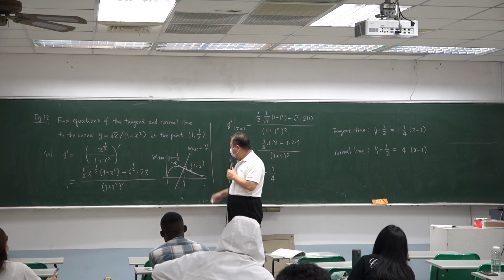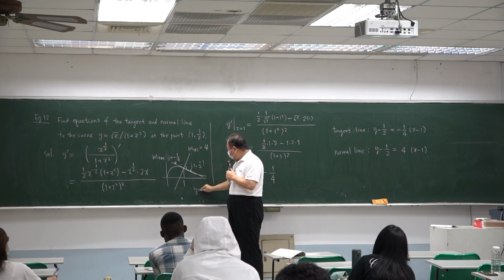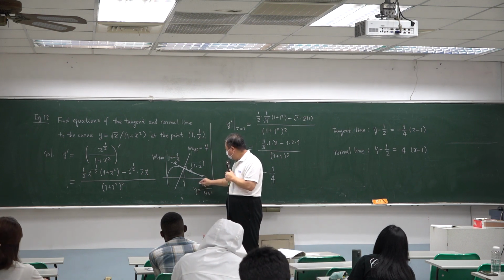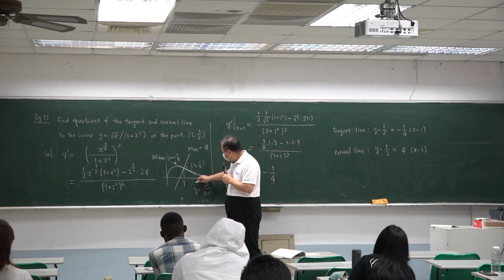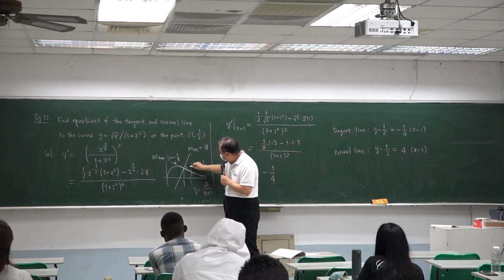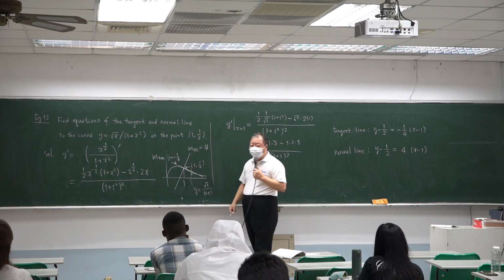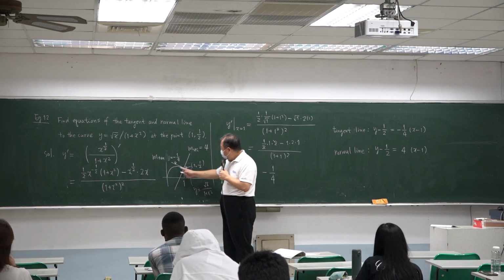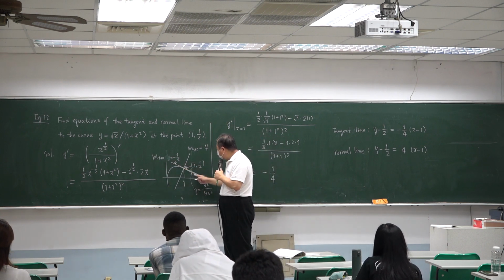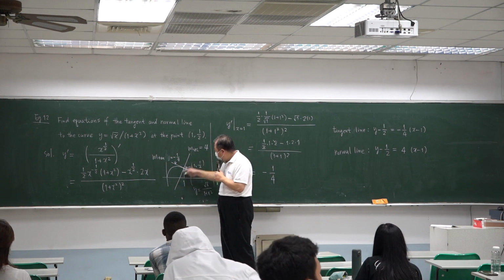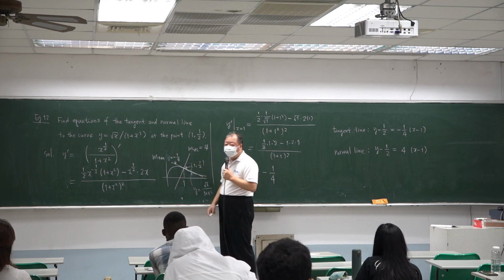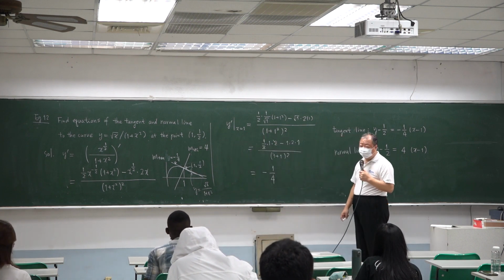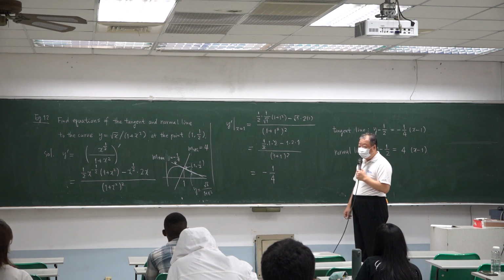This curve is y equals square root of x over 1 plus x squared. I mean this curve. And this is the point (1, 1/2). So this is tangent to this curve, and this is the normal line to this curve at this point. Okay? Good.